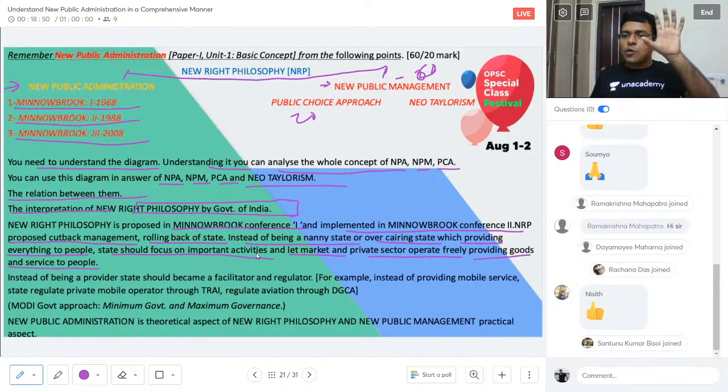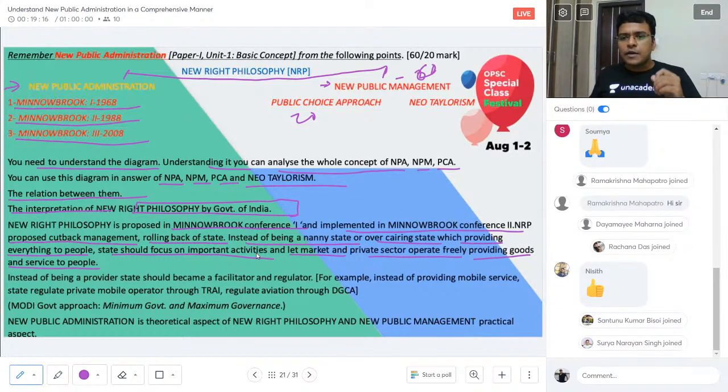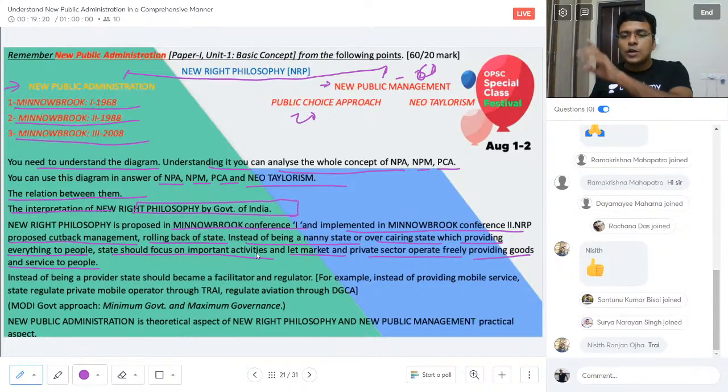Imagine a scenario. Earlier only Air India was there. Only Air India. Now Air India with other five-six companies. So the state becomes a regulator with DGCA, Director General of Civil Aviation, which regulates airfare and controls air traffic in India. Not only BSNL but five-six companies are there. The state becomes a regulator with TRAI, Telecom Regulatory Authority of India.